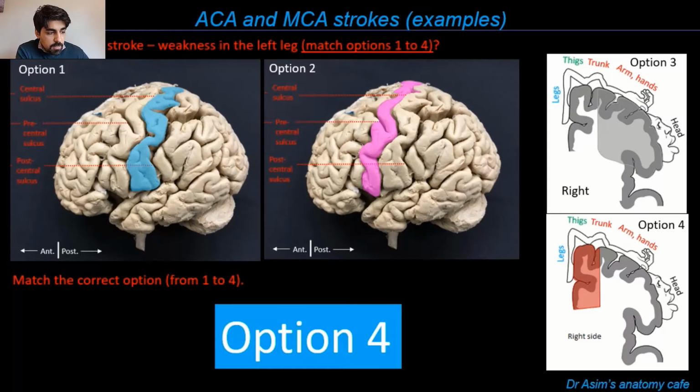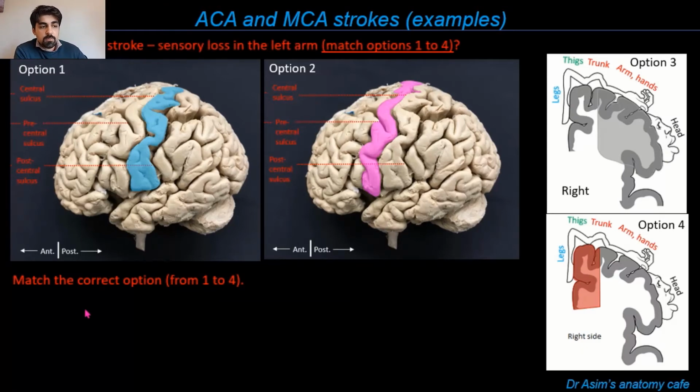Now, let's say there's a patient who presents with a stroke once again, but this time there's a sensory loss in the left arm, right? Since the left side is involved, once again, we can rule out the left cerebral hemispheres. So we have to choose between option 3 and 4, which are the coronal slices through the right cerebral hemisphere. In this case, the sensory loss is in the left upper limb. Therefore, this region over here, which is the area of distribution of the middle cerebral artery, is involved, and so option 3 would be the correct answer. The lower limbs are spared in terms of their sensory distribution, which means that the anterior cerebral artery is intact, and so option 4 would not be the correct answer.